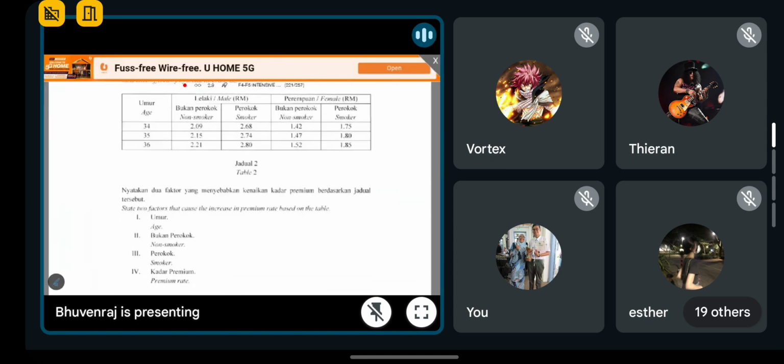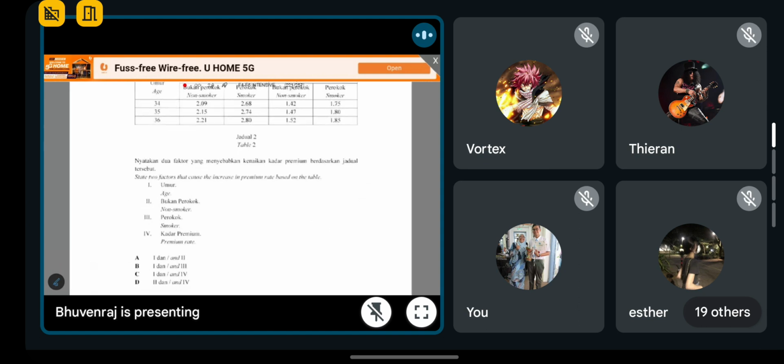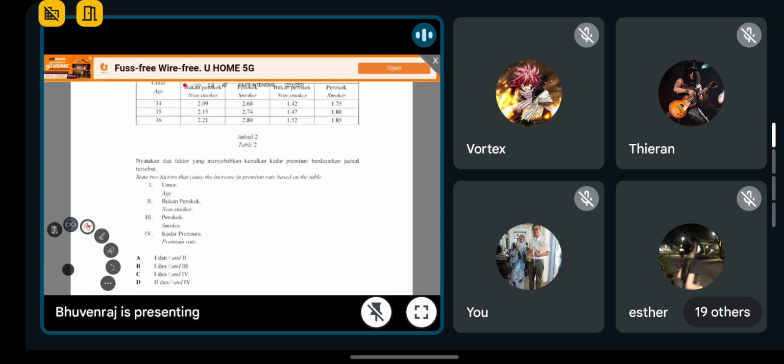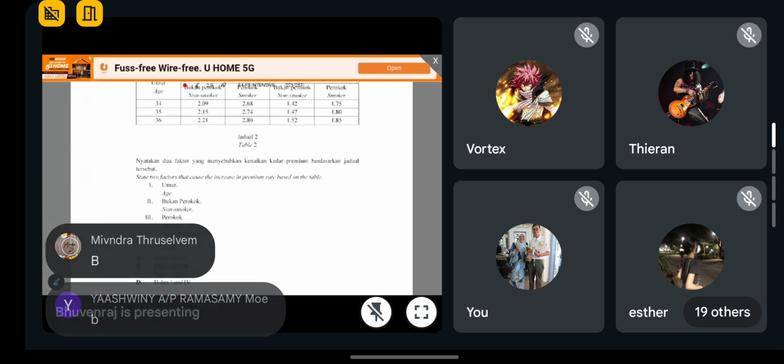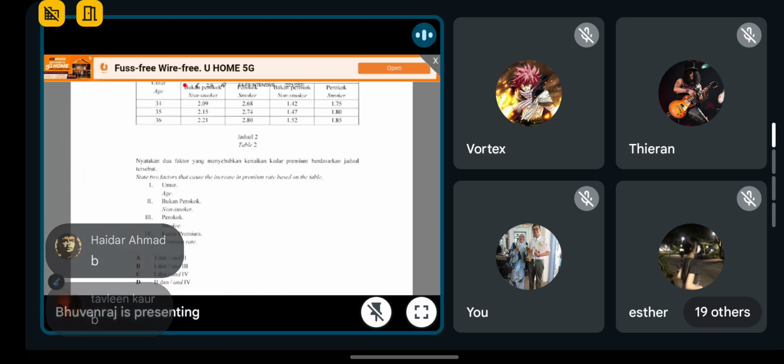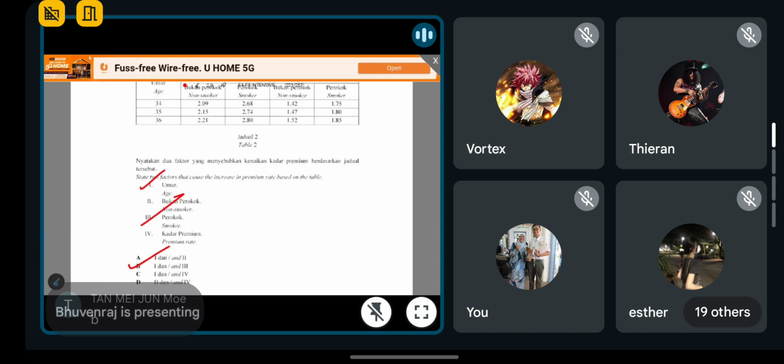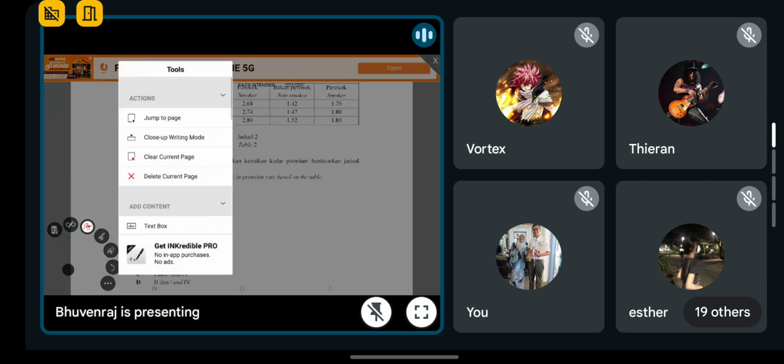Okay, yang ni soalan fakta. So I think you guys can straight away answer this one. Dua faktor yang menyebabkan kadar premium meningkat. Two factors. Yes, very good. Okay, the two factors are age and smoker. Okay, semakin bertambah umur, semakin bertambah kadar premium. And also the higher when you are smoker, the rate also increase. So B will be the answer. Okay, so next one.